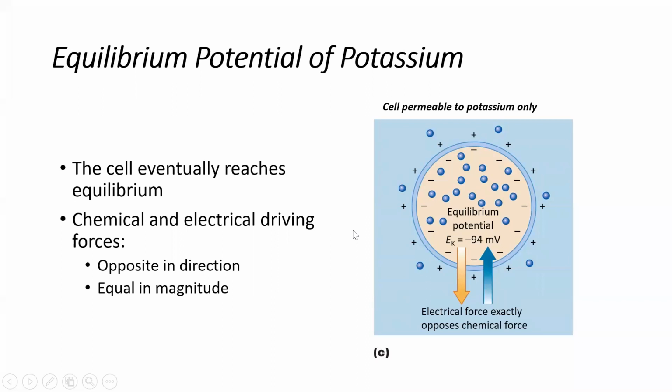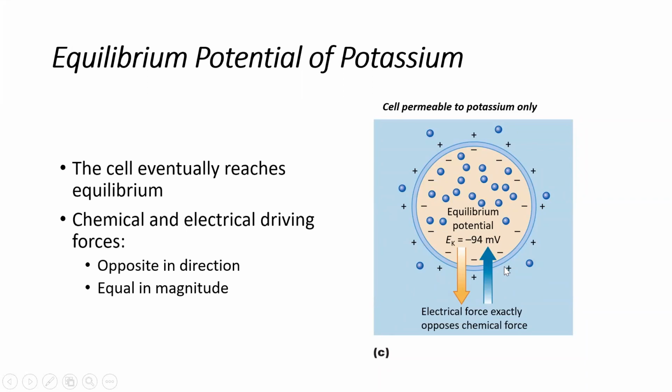Now the cell eventually gets to equilibrium. With the movement of these particles in and out, potassium arrives at its equilibrium potential, which happens to be negative 94 millivolts. When that occurs, we've got no movement because, if you remember what the equilibrium potential is, we've got opposing forces that are equal in magnitude. We have zero movement because those two forces cancel each other out. So that is potassium movement, and this is how we get to negative 94, which is potassium's equilibrium potential.